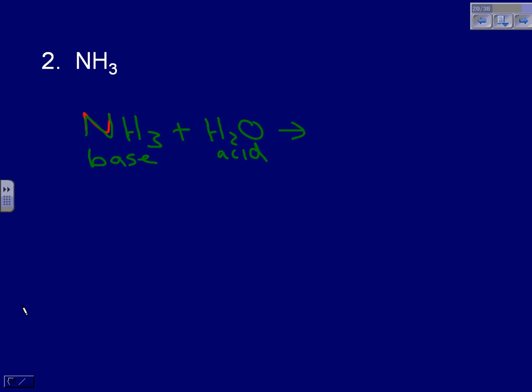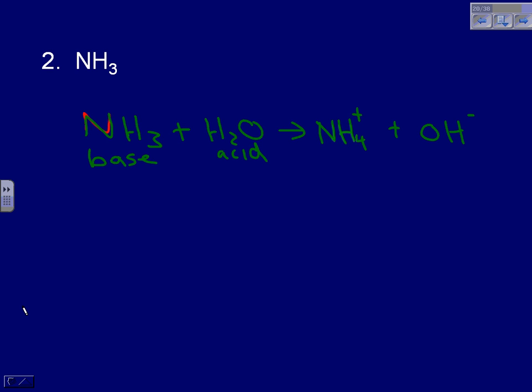What's that water going to turn into, et cetera, et cetera? Yep. Yeah, I'm going to have an NH4+. Don't forget that the H brings its charge with it. And OH-. Excellent.